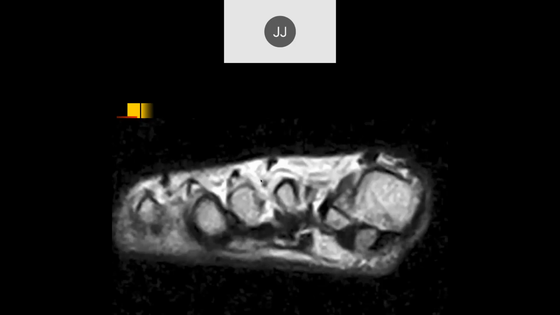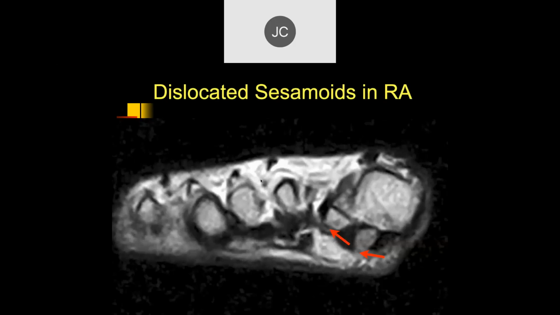Okay. Here, looking at the first MTP joint, looks like there's medial subluxation, maybe, of the first metatarsal head. So you see this fairly frequently, typically in hallux valgus with degenerative disease, but it could also be seen in rheumatoid arthritis. Okay.